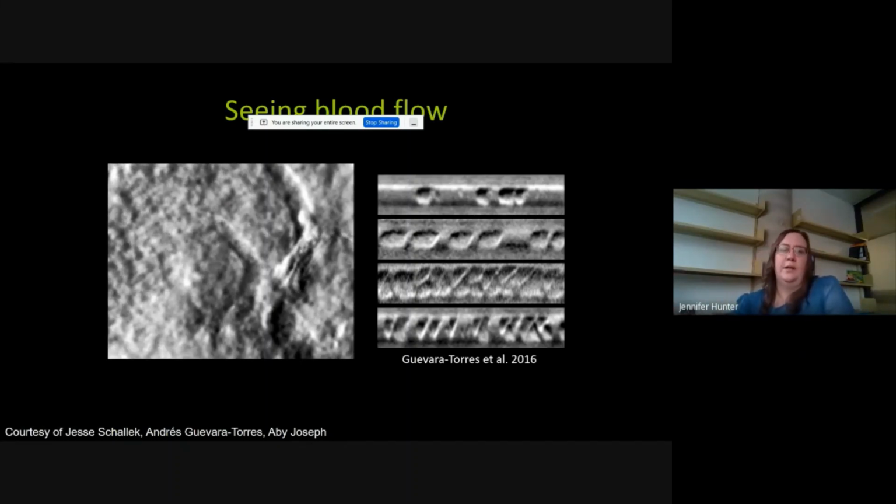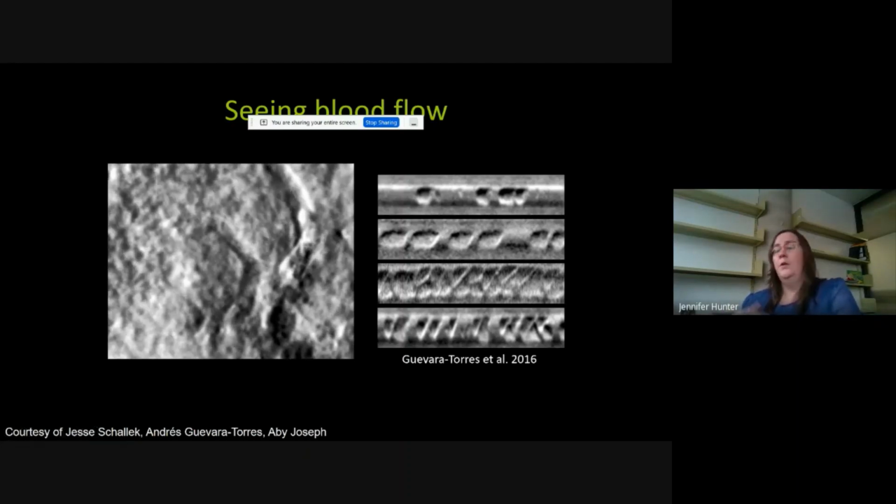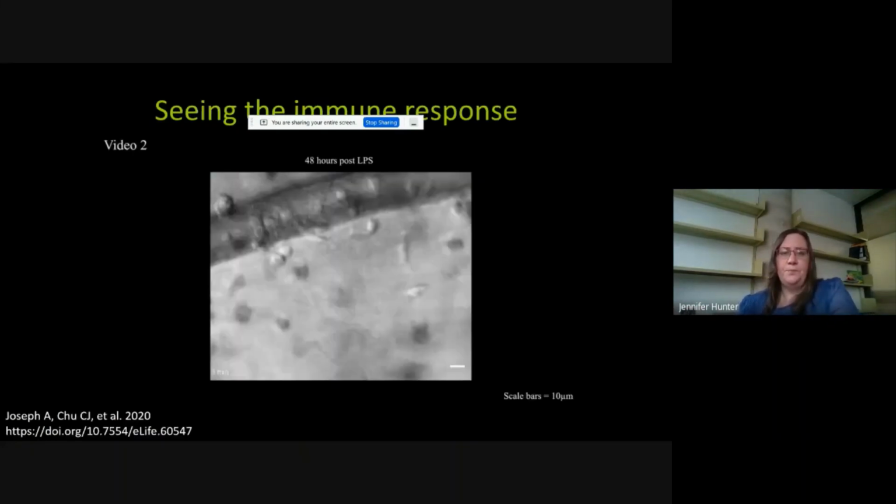You can also do a line scan modality that allows you to see individual cells flowing through the retina. What's interesting here is you can start to understand that even if vessels maybe have the same rate of flow, there may be a different number of cells flowing through them. And a lot of work coming out of Jesse Shallick's lab and others are starting to look at blood flow and information related to that.